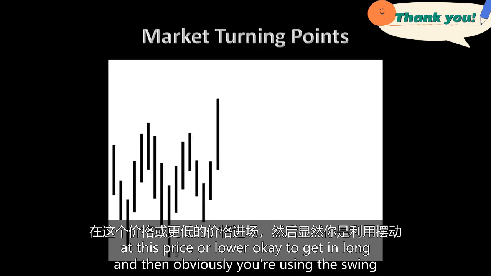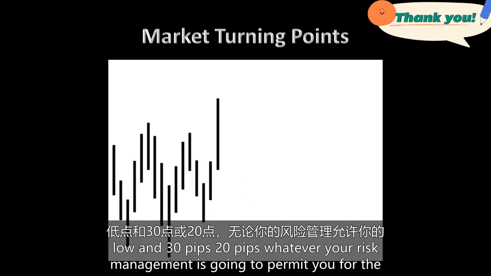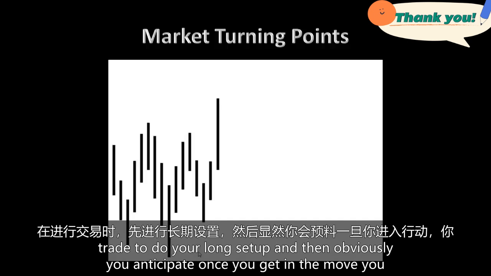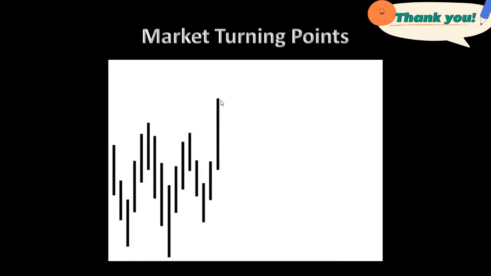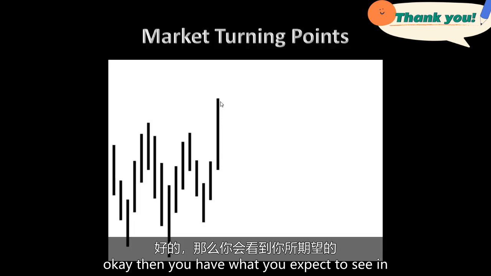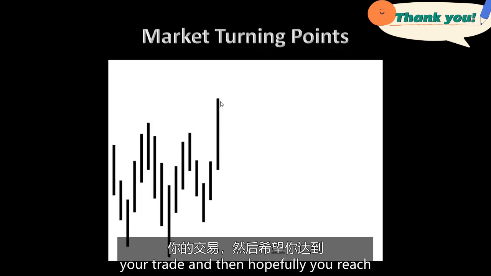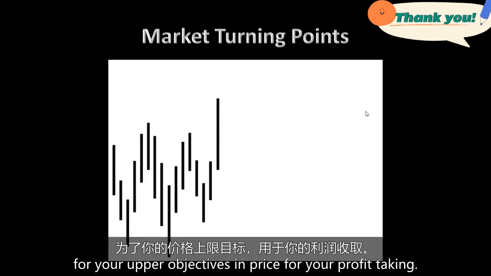And then obviously using the swing low and 30 pips, 20 pips, whatever your risk management permits for the trade, you do your long setup. Then once you get in the move, you anticipate expansion, and when you start seeing these short-term swing highs break out, then you have what you expect to see in your trade, and hopefully you reach for your upper objectives in price for your profit taking.